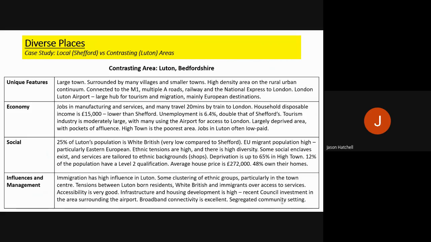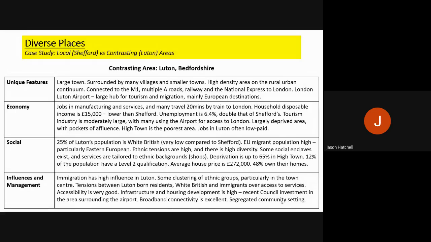Socially, 25% of Luton's population is white British, which is very low compared to Shefford. The EU migration population is high, particularly Eastern European. Ethnic tensions are high. There is a high amount of diversity. There are some social enclaves, and a lot of the services in Luton are tailored to the ethnic background. So the shops, for example, like Polish shops.